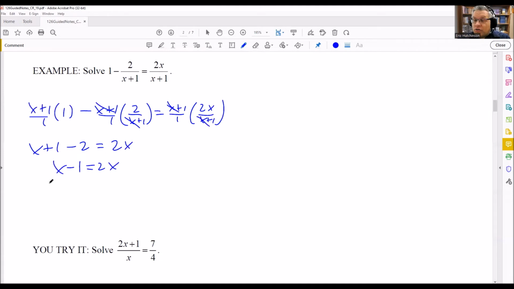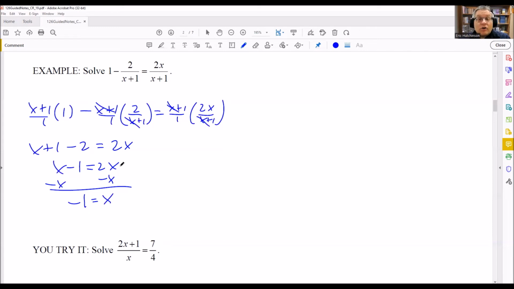Then I'll just subtract x from both sides. And I get 2x minus x, and I get just x here for the answer.